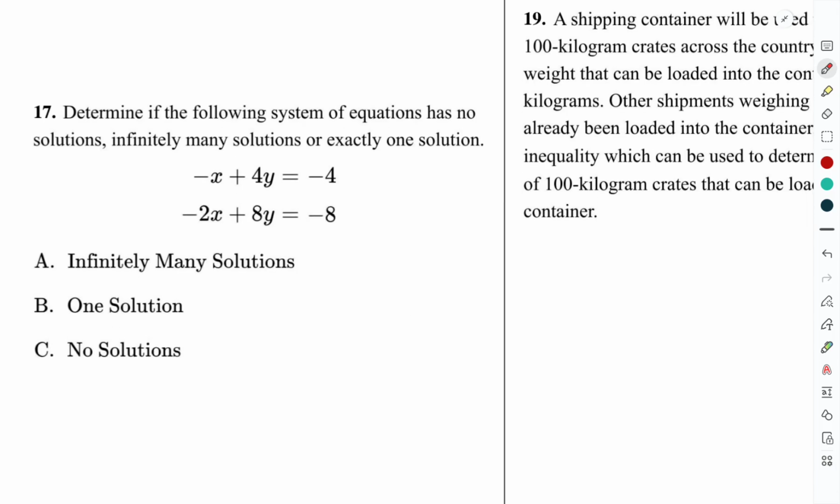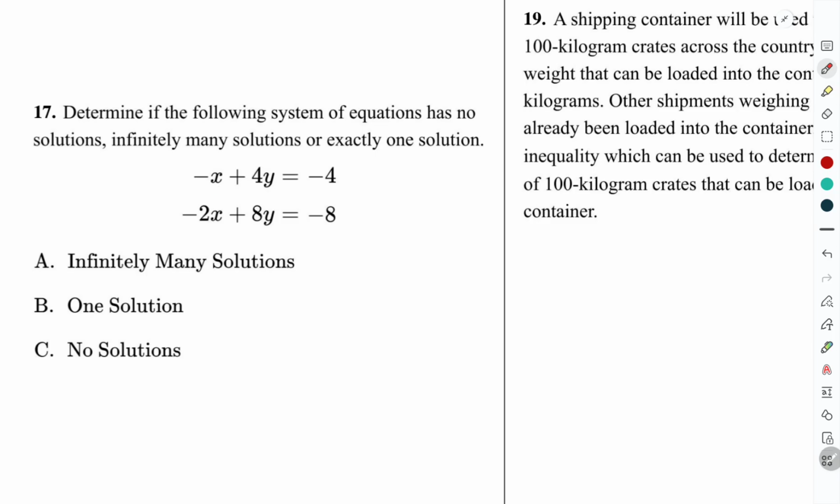Determine if the following system has no solutions, infinite solutions, or exactly 1. So let's talk about the mathy way to do this first, and then I'll show you how I can immediately tell. The mathy way is you need to make either these two or these two, not both at the same time, although that happens and that's cool. They need to be the same number, but with different signs.